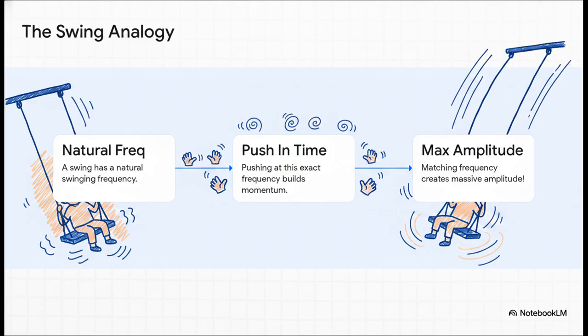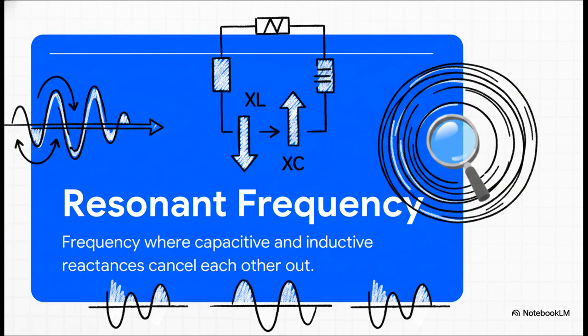Second, if you push the swing at regular intervals that match this exact natural frequency, you build incredible momentum. And third, because you're matching the natural frequency, your pushes create a massive amplitude, making the swing go higher and higher. Now, the exact same physical principle happens in our LCR circuit.